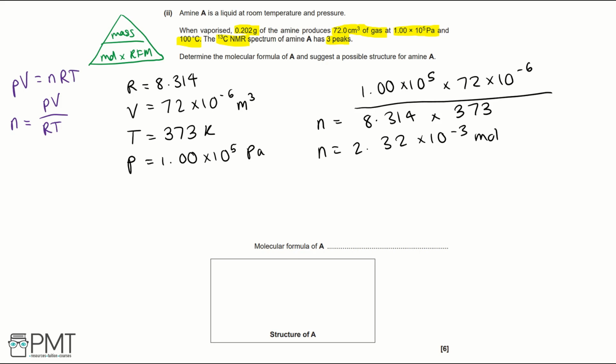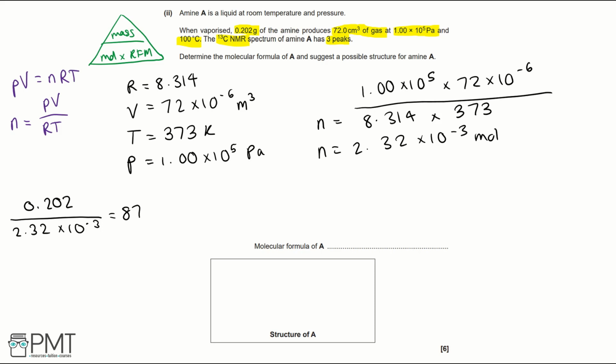So that's going to be 0.202, which is the mass of the amine that we're given in the question, divided by the moles. So 2.32 times 10 to the negative 3, and that equals 87. So in the amine, we know we've got carbon, we know we've got hydrogen, and we know we've got nitrogen. So we can work out the molecular formula.